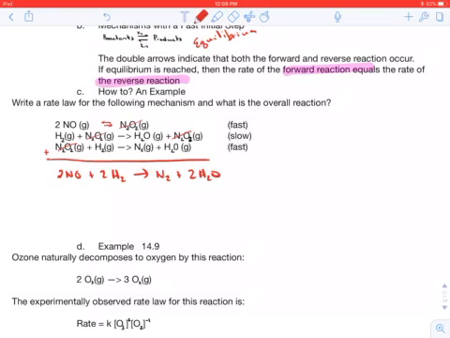So for our rate law to work, we have to have NO and H2 in it. But if we write our rate law for our slow reaction, which is just going to be K times the concentration of H2 times our concentration of N2O2, as you can see, N2O2 is not in our overall reaction, so we have to solve for that in some manner.